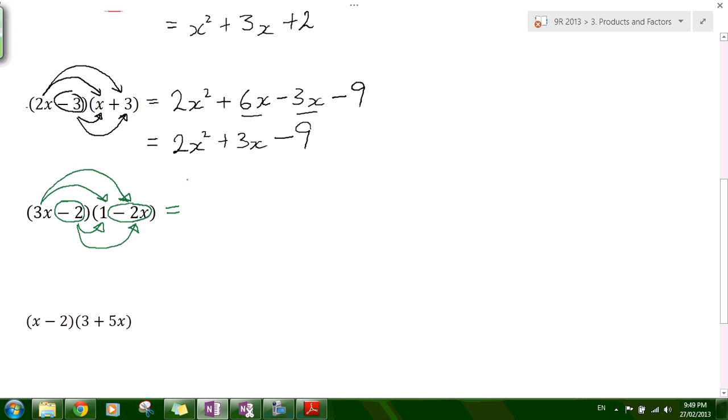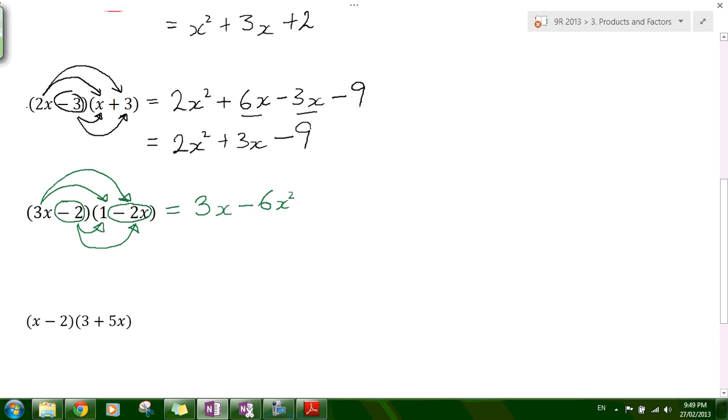So this is going to be equal to 3x times 1. Well, that's 3x. Nice and easy. Then positive 3x times negative 2x. Well, 3 times 2, so it's going to be negative. 3 times 2 is 6. x times x is x squared.